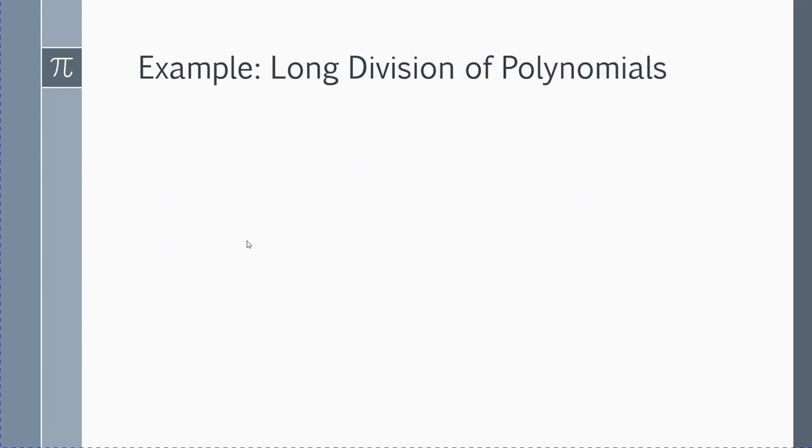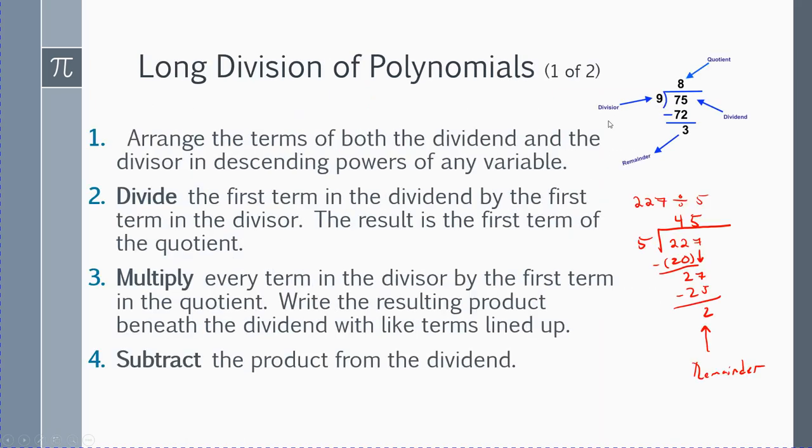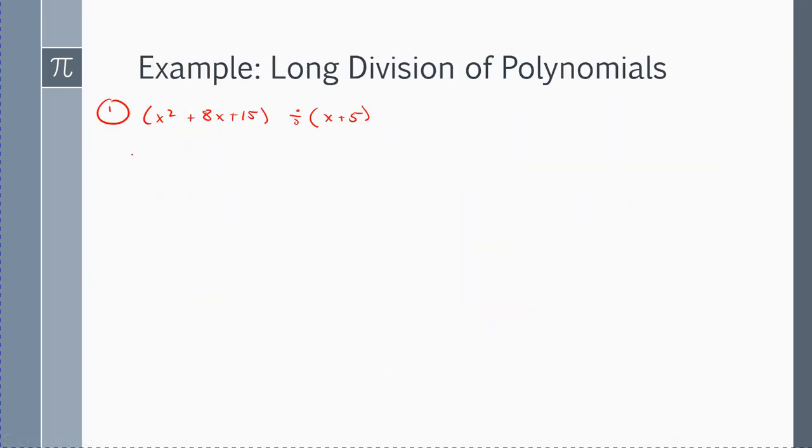All right. So suppose I give you this problem. Let's take x squared plus 8x plus 15, and let's divide it by x plus 5. Okay, how you tackle this? You're going to set this up. So this x plus 5 is what we call the divisor. So you're going to take your divisor and then you're going to set up your long division. So you're going to take x squared plus 8x plus 15.